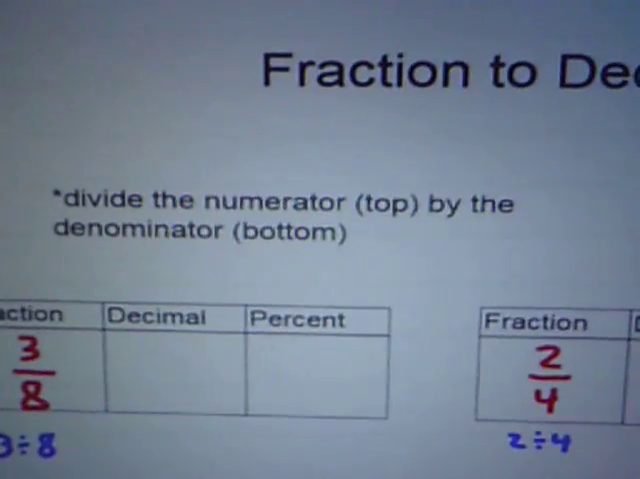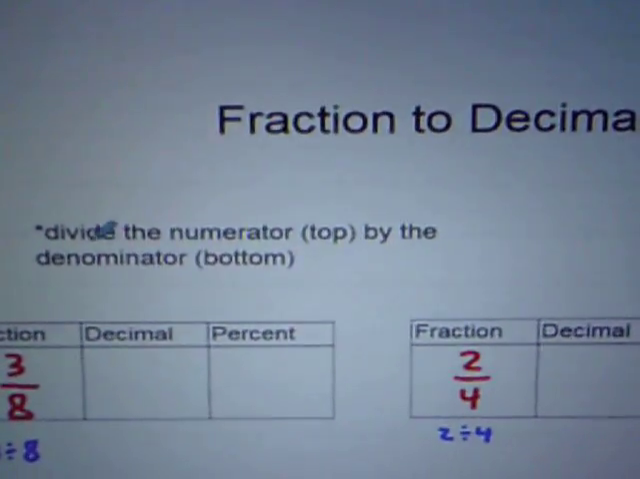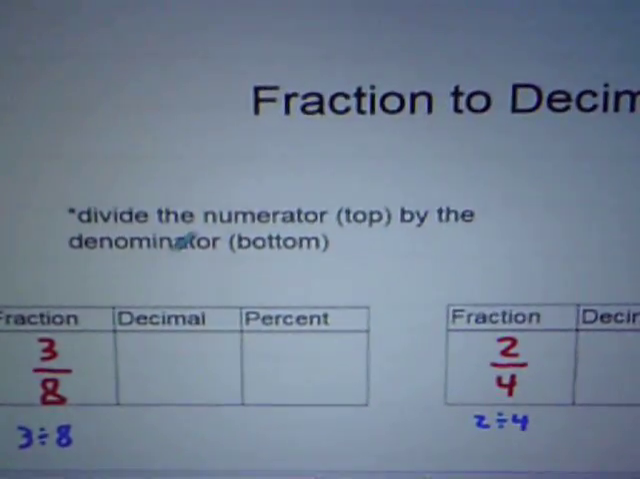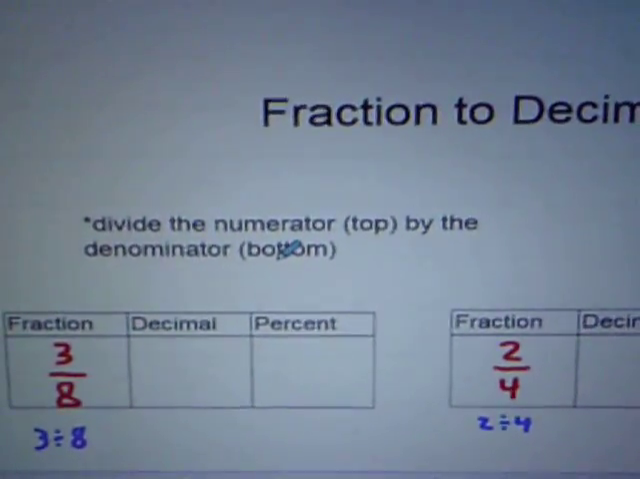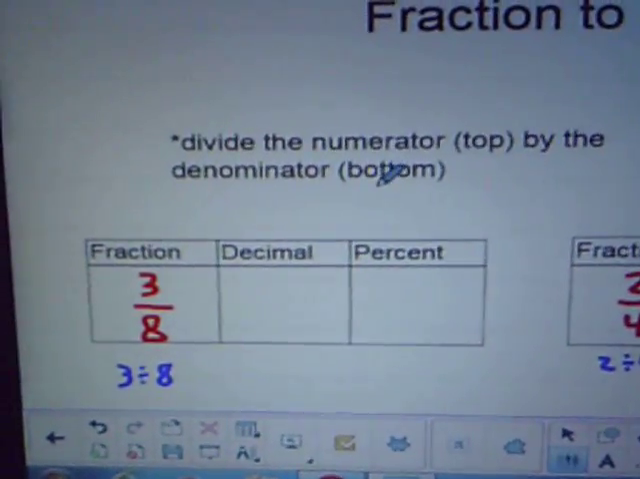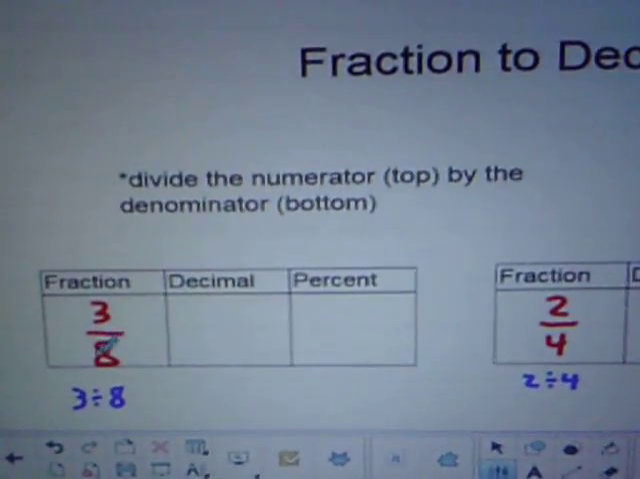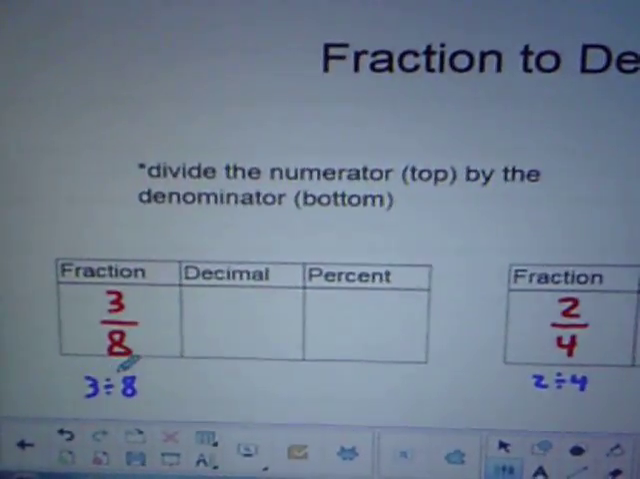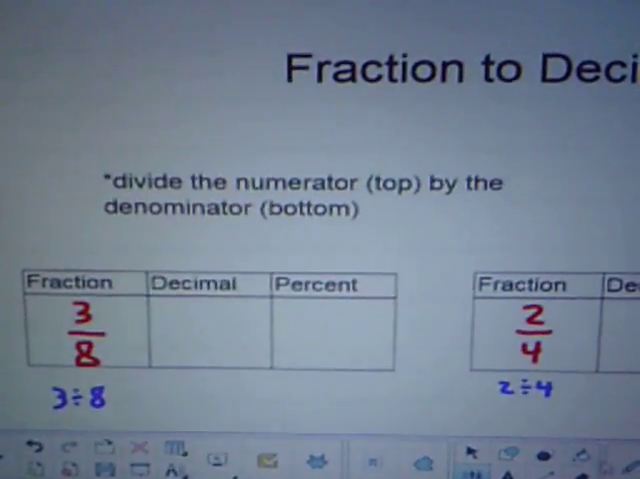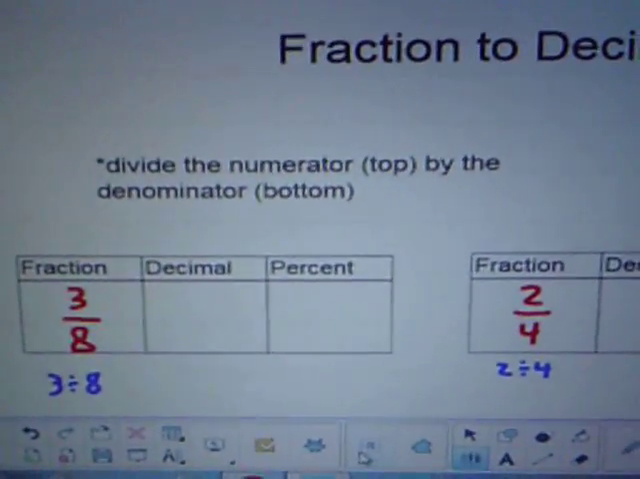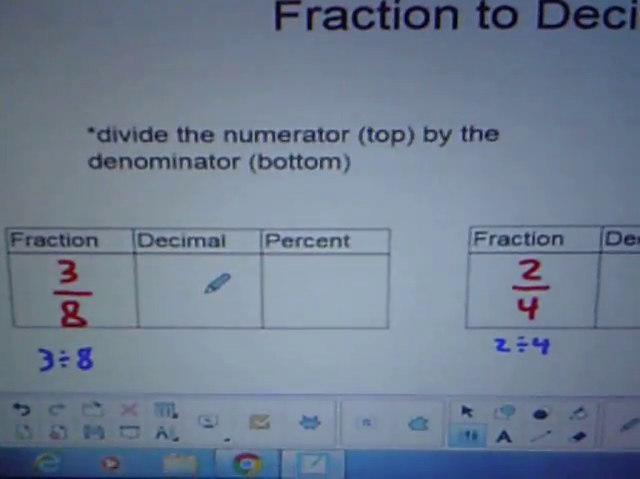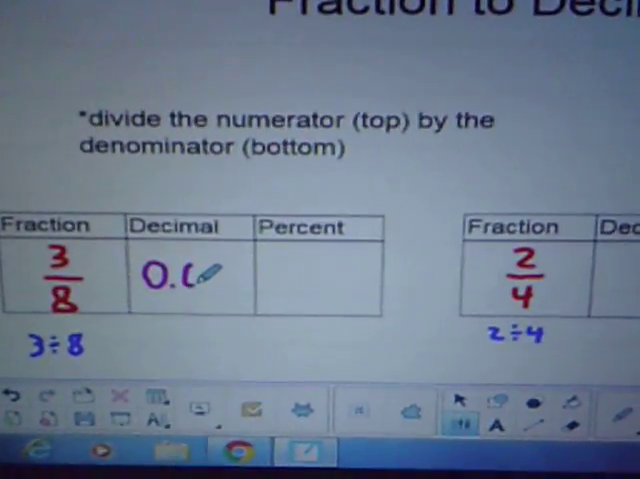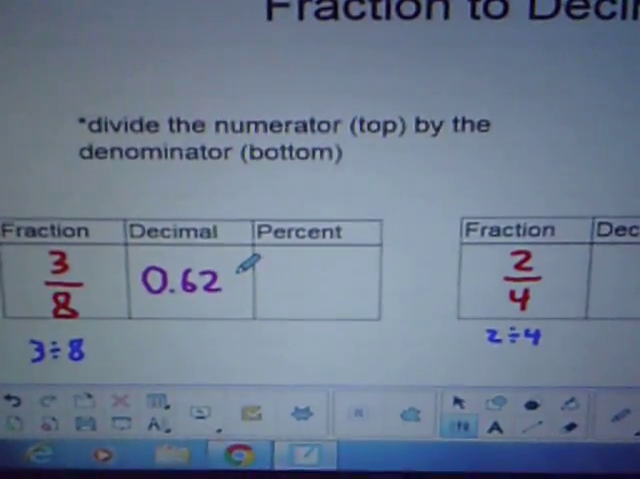The rule towards changing a fraction into a decimal is simply to divide the numerator, which is the top of the fraction, by the denominator, which is the number on the bottom of the fraction. So let's suppose we have the fraction 3/8. We simply take the numerator and divide by the denominator. What we get when we do that is we take 3 divided by 8, and what we get is 0.625.